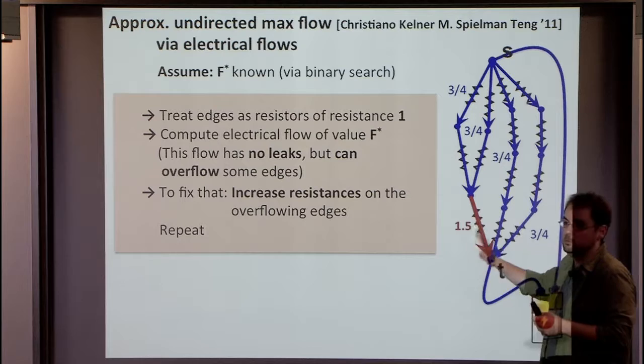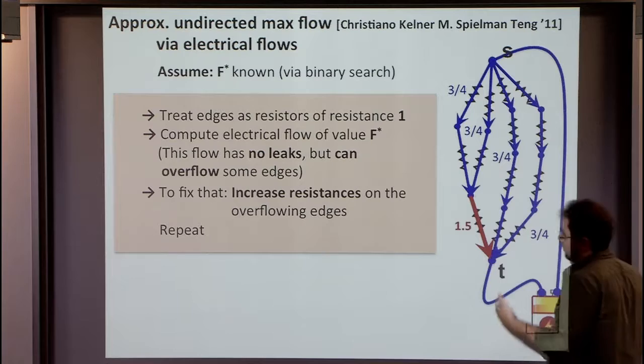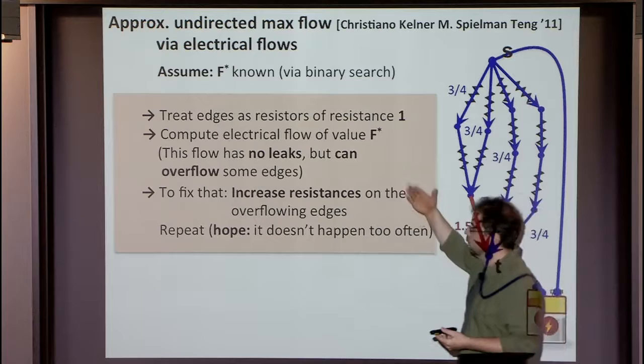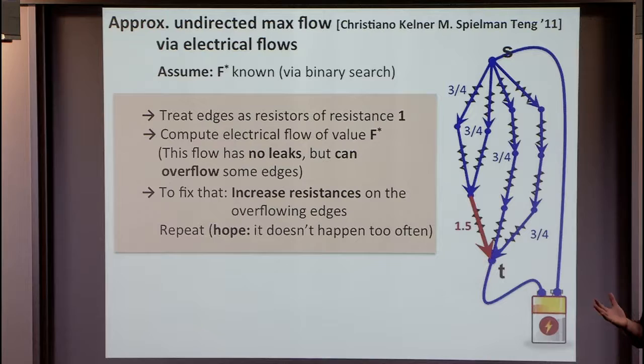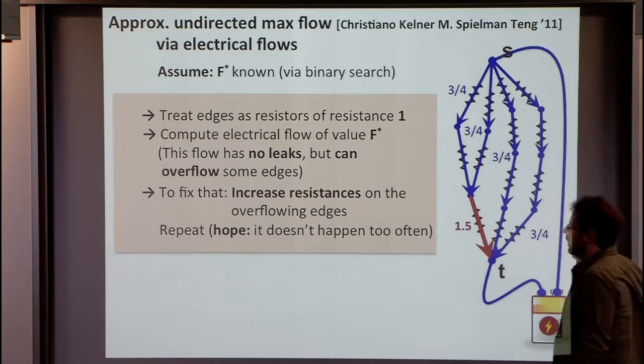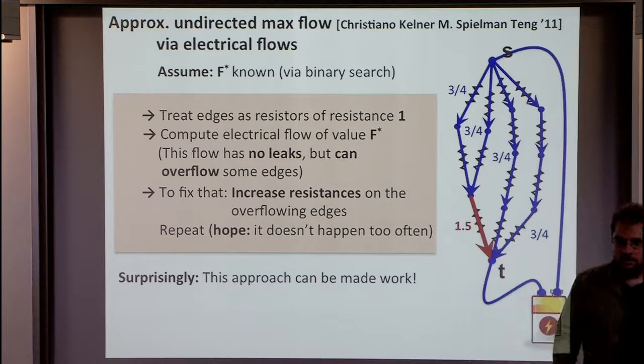So once we increase these resistances, what can we do? We can just repeat the whole computation again, and hope that after not too many iterations, this thing converges to something reasonable and we will be happy with it. This sounds very simplistic, and you might ask, why on earth would it work? Well, the funny thing is that it actually does. And this is essentially the general outline of how this algorithm works.